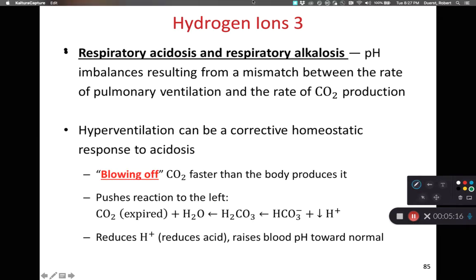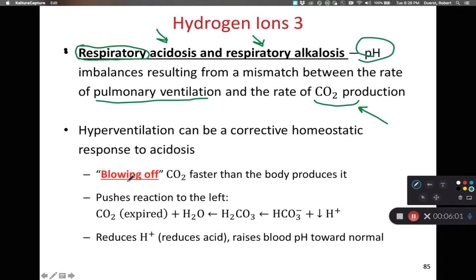So as we look at respiratory acidosis and respiratory alkalosis, so either our blood pH being too acidic or too alkaline because of an inappropriate respiratory rhythm, the blood pH ultimately is going to be mismatched between our pulmonary ventilation and our CO2 production. So we're breathing in and out too much relative to the amount of carbon dioxide we're producing, or we're breathing in and out too little relative to the amount of carbon dioxide we're producing. Our rate of breathing in and out doesn't match or correspond to the amount of carbon dioxide within our blood.